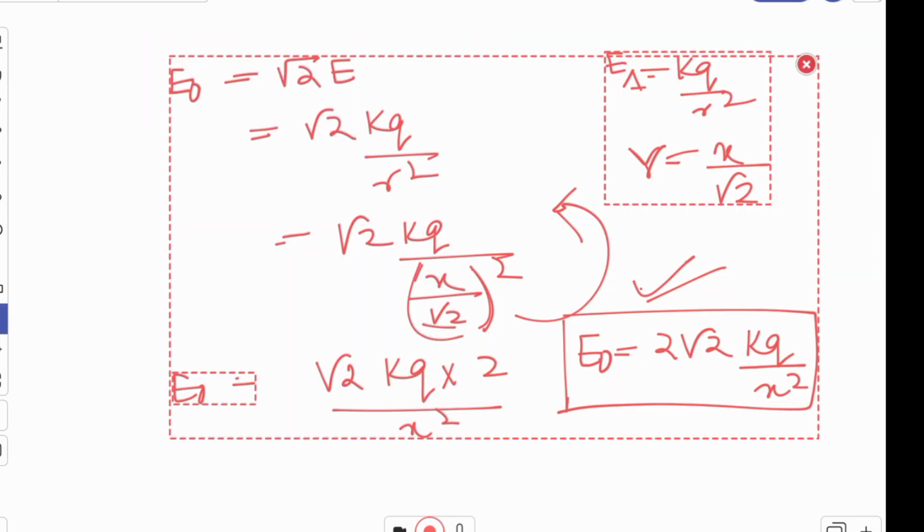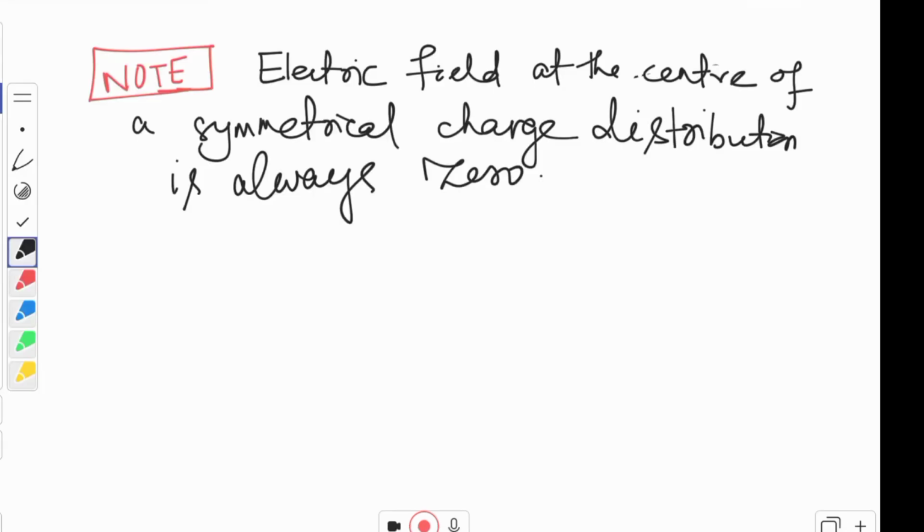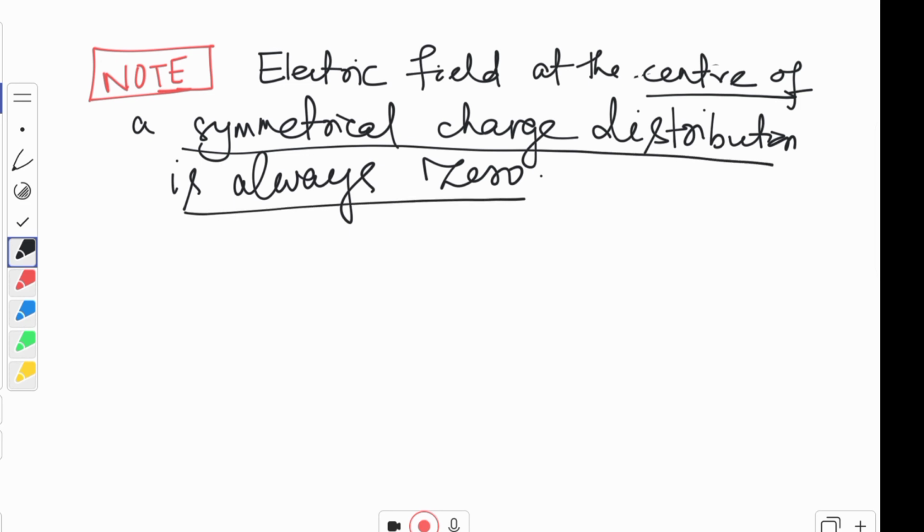Let me clear it out. Now we'll see a last note. See, children, the final thing. Electric field at the center of a symmetrical charge distribution is always zero. What does it mean? Suppose now I'll take an equilateral triangle. Each vertex plus q, here also plus q, here also plus q. Okay? So you will see all the electric field intensities will get cancelled, and at the center you will get your electric field 0.